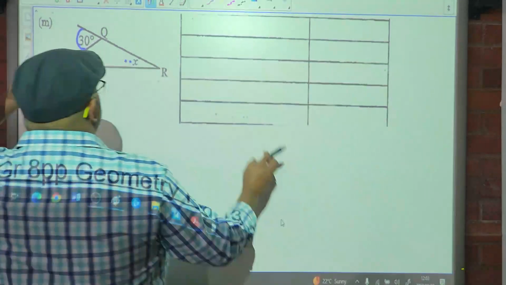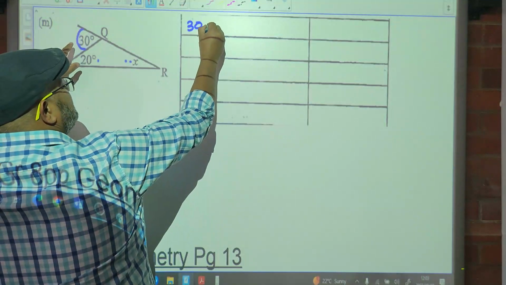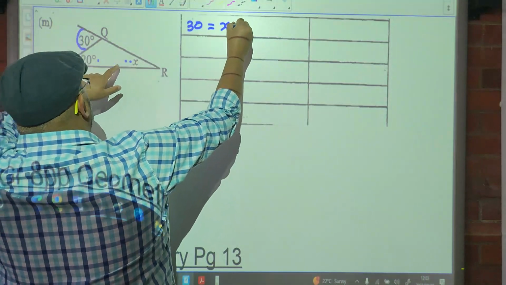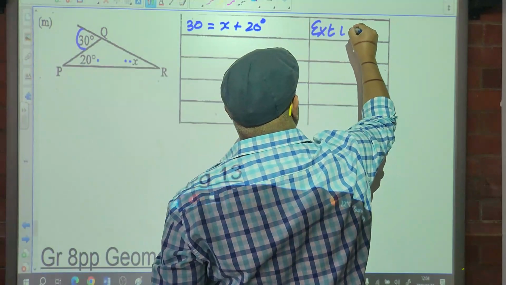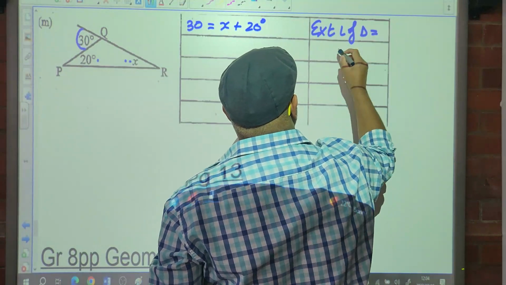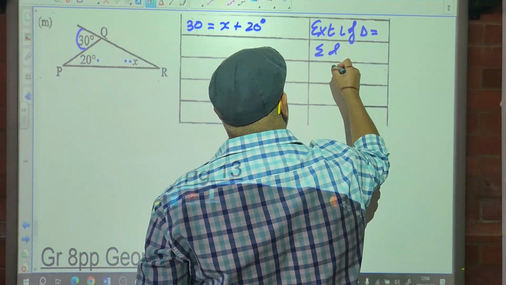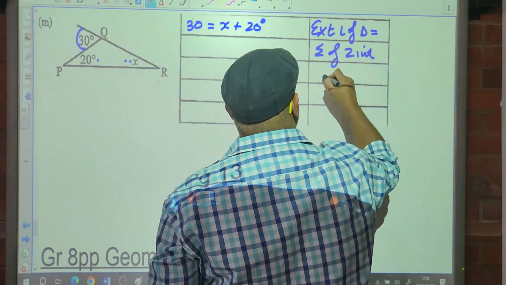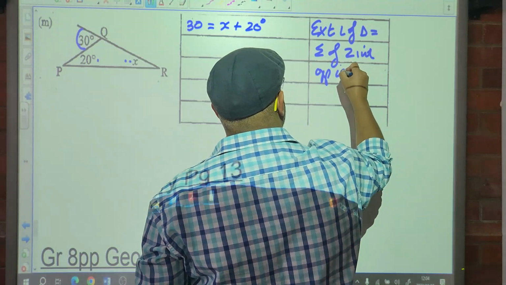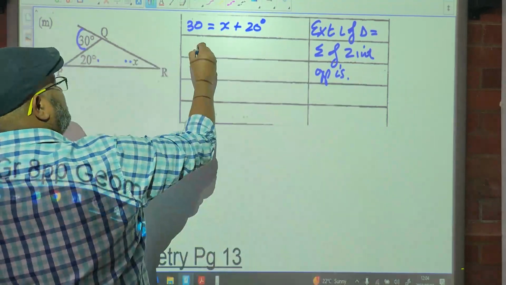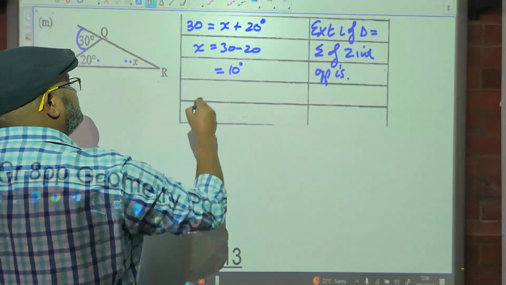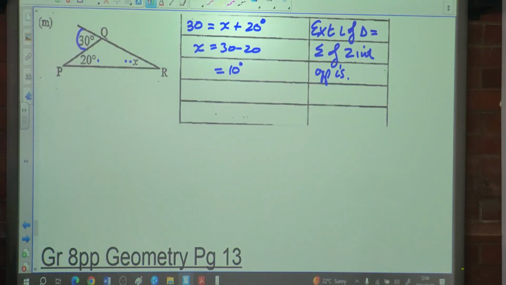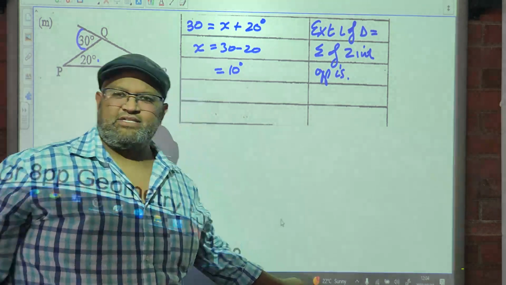So what do we do here? We say 30 degrees is equal to x plus 20. Why? Because that's exterior angle of triangle is equal to the sum of the two interior opposite angles. So x is equal to 30 minus 20, which is 10 degrees. You guys understand?